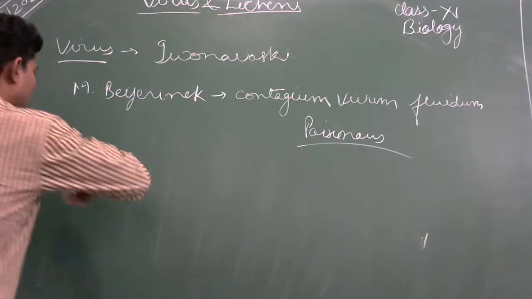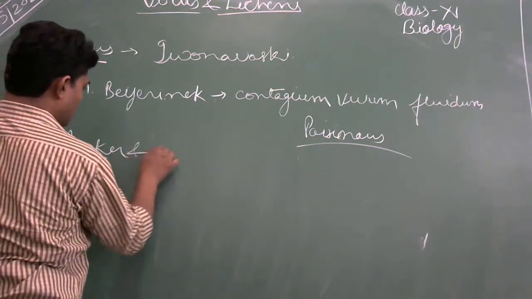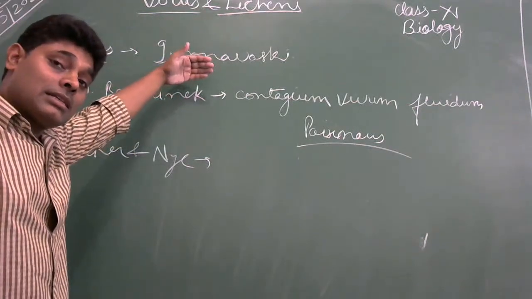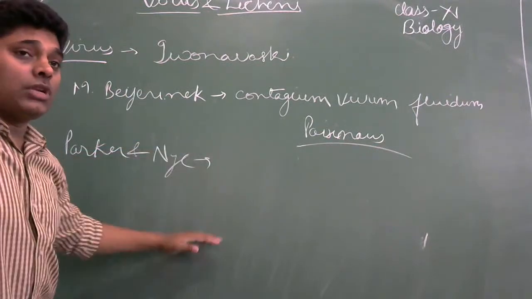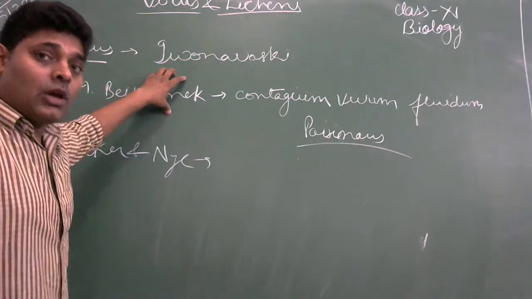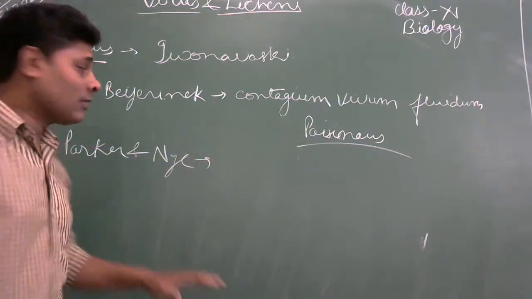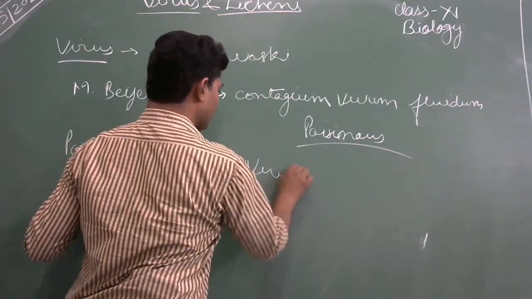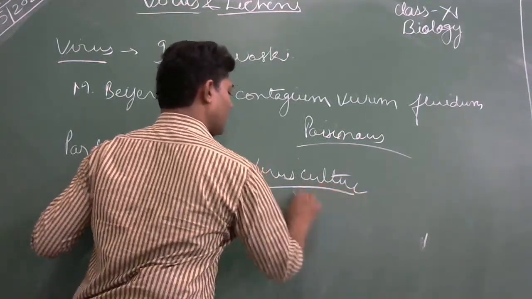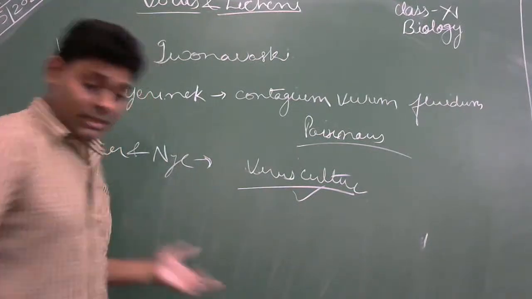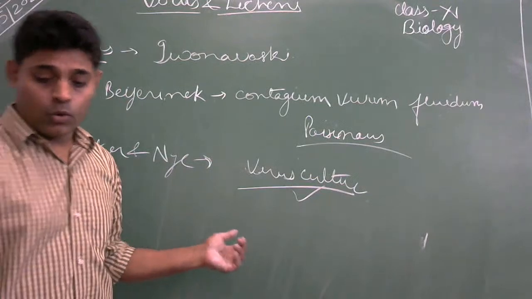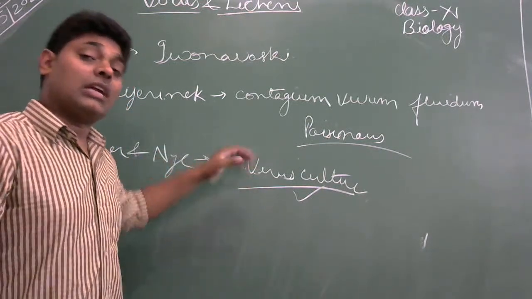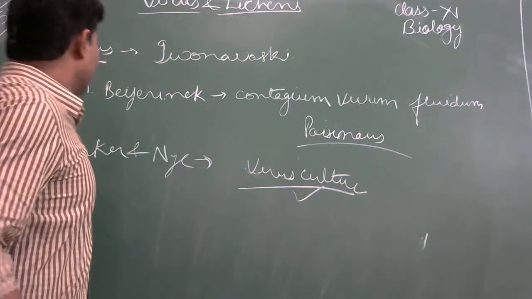But after that, Parker and Nye, as I told you, the prior research is discarded by the new research. Beijerinck said the virus cannot be cultured in an artificial medium, but Parker and Nye cultured the virus in the laboratory. It means the virus can be cultured. Then after that, J. Enders came and cultured the polio virus on the corneal membrane of birds. Now they came to know that the virus can be cultured. After that, what is the virus?